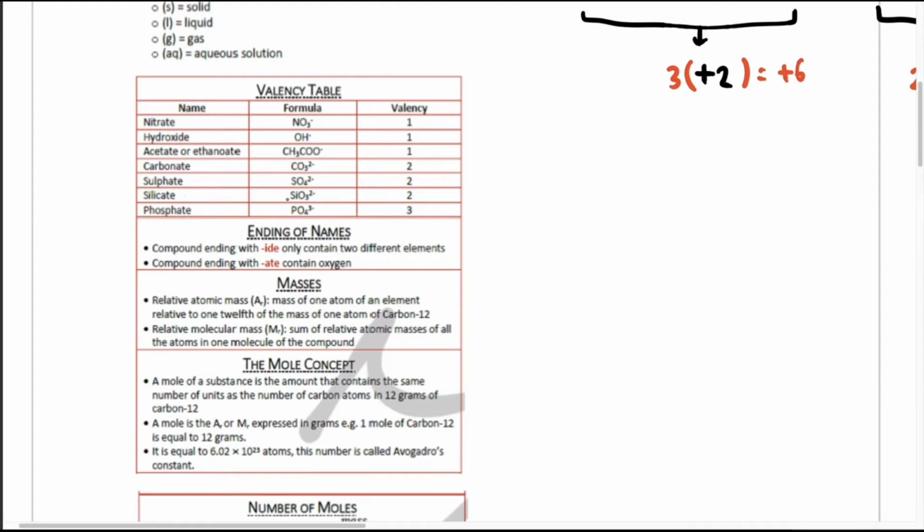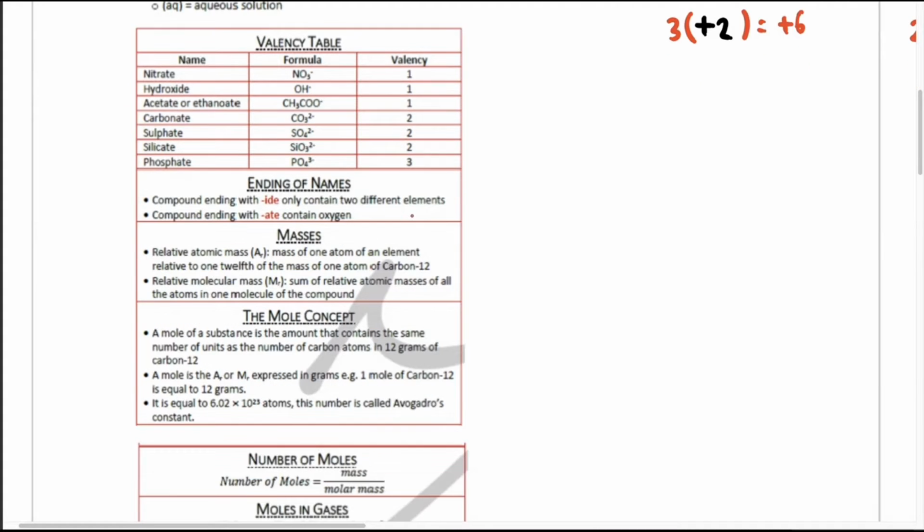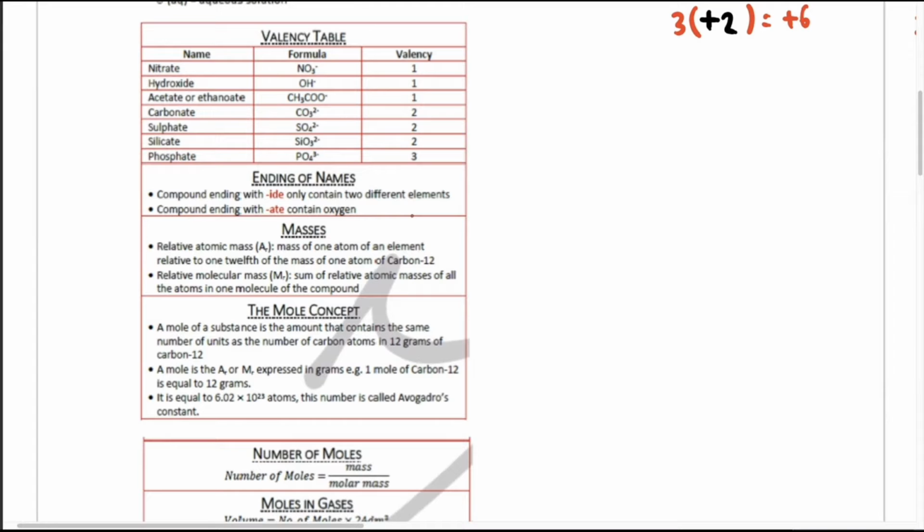Silicate, SiO3 2 minus, so the valency is related to the charge again, which is 2. Phosphate, PO4 3 minus, the charge is 3 minus, so the valency is 3. Okay, so that is the formula. Valency is not so important, but the charge is.